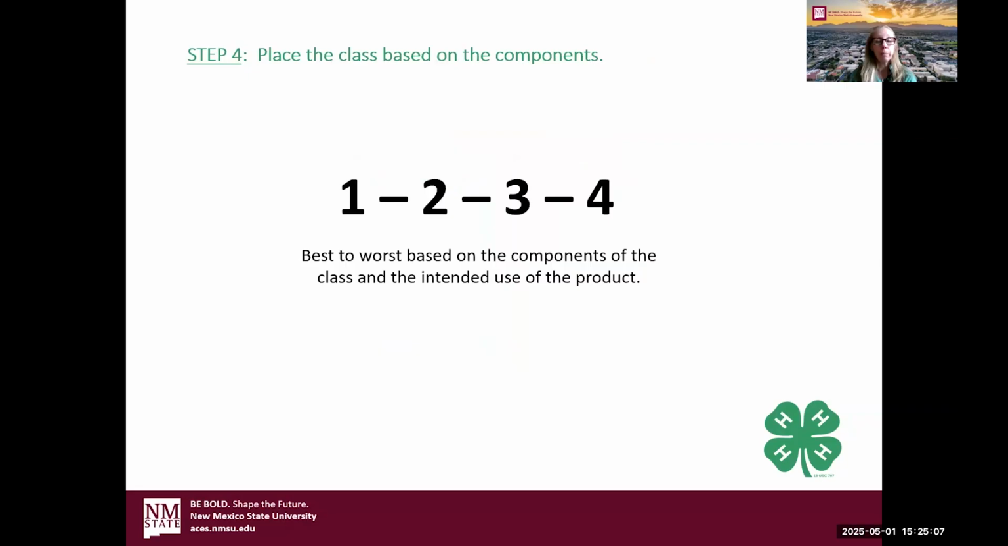In step 4, you're going to place that class from best to worst. Here's an example of just a generic class placing 1, 2, 3, 4, but this could really be any combination of numbers depending on how you see fit.